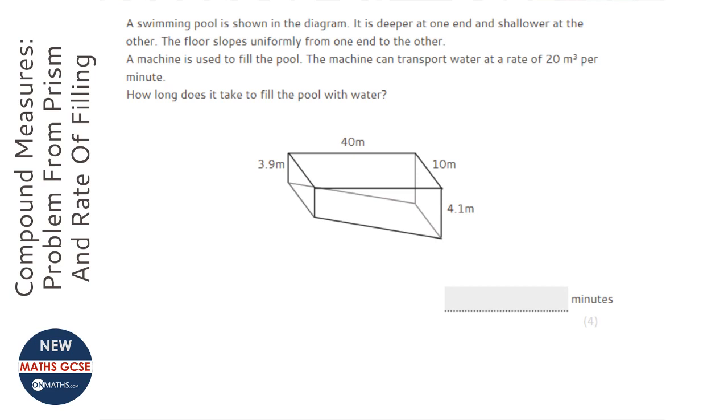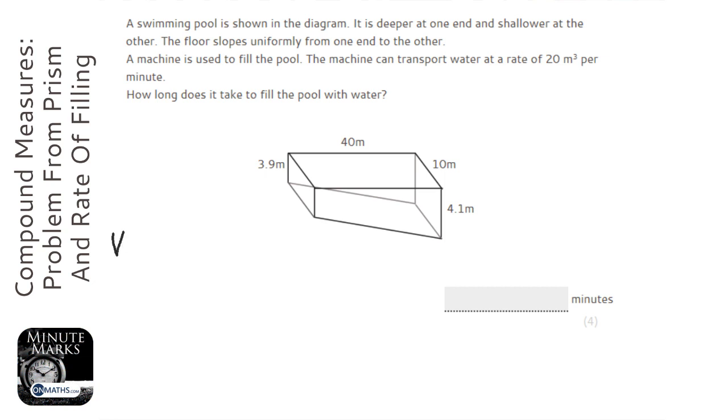Okay, so the first thing to realise with this question is we need to find out the volume of the swimming pool. And to do that we need to understand what shape it is. Now it is a prism with quite a weird trapezium end, so it's a trapezium based prism. So we need to work out the area of the trapezium and times it by the length.